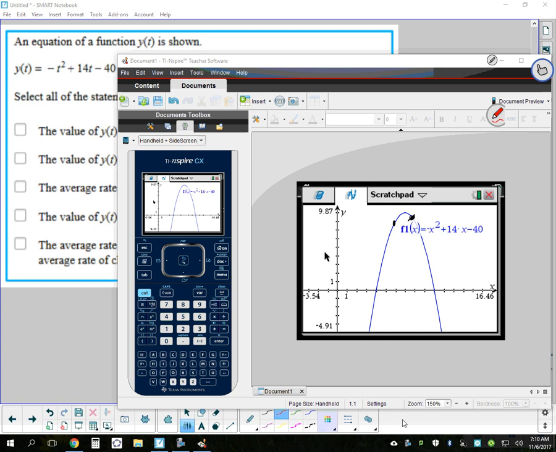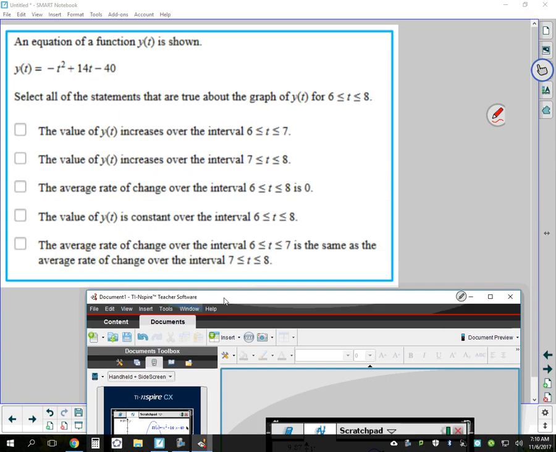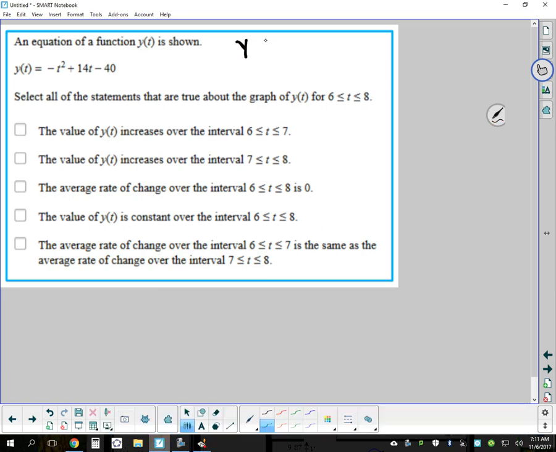Okay. I could even find actual values. Let's do that. Let's plug in 6. Oh, and actually they're going to look at some 7s as well. But let's plug 6 in and actually do some function notation. So y of 6 equals negative 6 squared plus 14 times 6 minus 40.